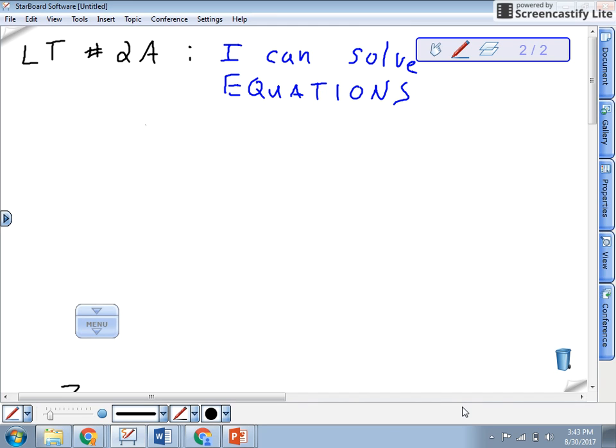Hi, welcome to our notes on our first section, Unit 2. Unit 2A: I can solve equations. One of the most important skills we're going to do this year. It's something we're going to do throughout the year.